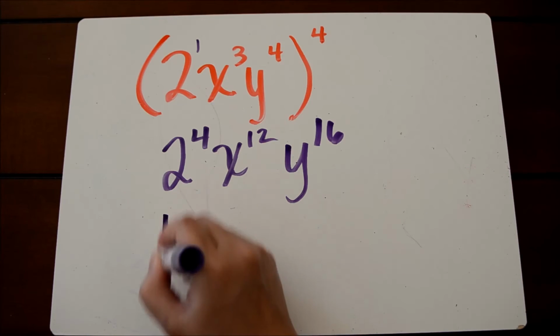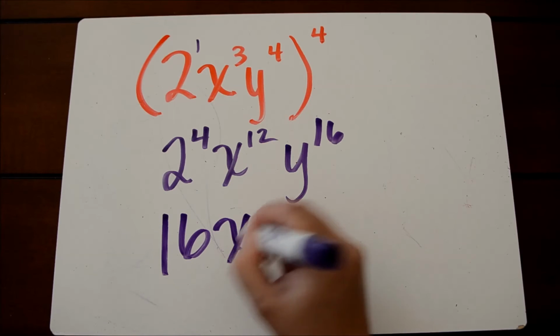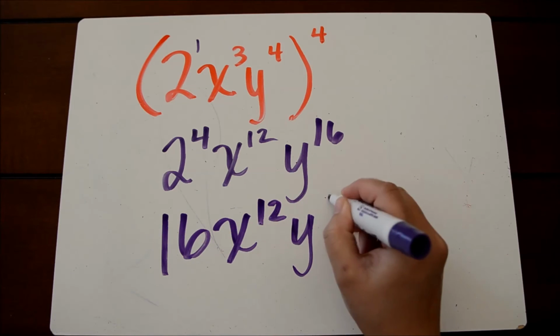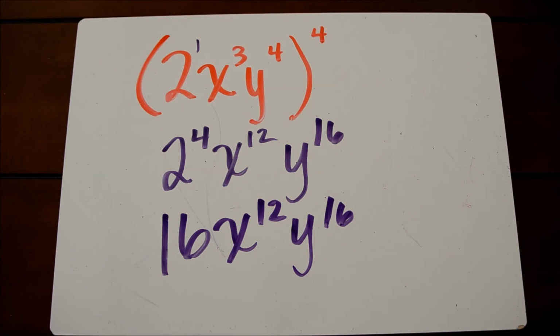2 to the fourth power is really 16, and then we're just going to rewrite our other variables with the new exponents. And this is how you use the power of a power law. It's one of those multiplying exponent law rules.